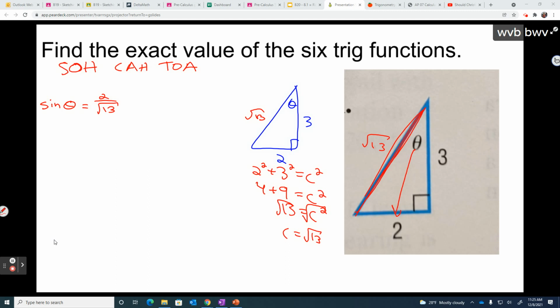Now, what's wrong with that? Right. So we got to get rid of that. We got to rationalize it. We just multiply by square root of 13 over square root of 13. That makes it go away. So we get 2 square root of 13 over 13. It looks more complicated now, but that's the correct math way to write it.